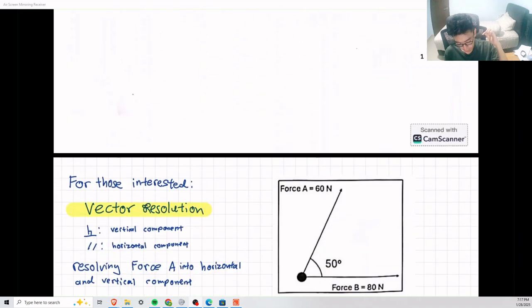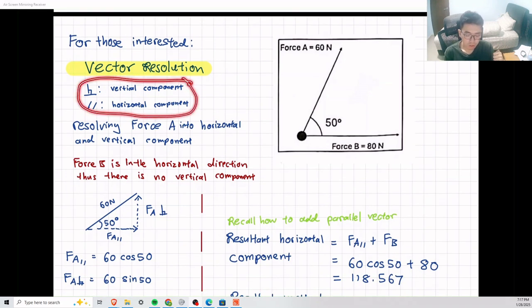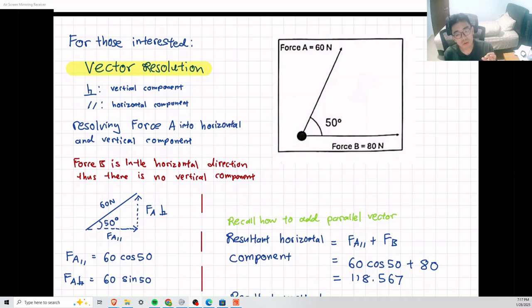Now for those who are interested, vector resolution, how do I use mathematics to do these kind of questions. Take note of the symbol. We call them vertical component and horizontal component, so we do not call them vertical force and horizontal force because you are resolving the initial force into its components. Just remember that a force and an angle can be resolved into its horizontal and vertical components. With Pythagoras theorem, at the end of the day, with the vertical component and the horizontal component, I can get back my initial vector.